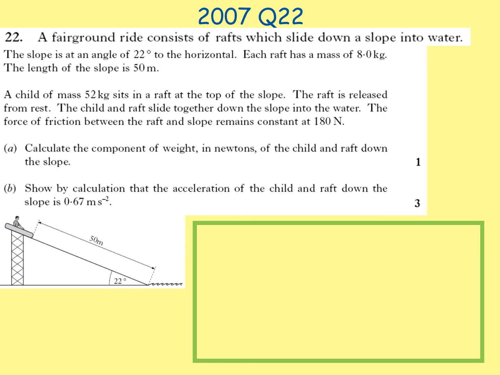Part B. Show by calculation that the acceleration of the child and raft down the slope is 0.67 meters per second squared. If we want to calculate acceleration, we want to go back to our unbalanced force equals mass times acceleration equation, but we need to know our unbalanced force. Looking at our question, we can see that we've got a frictional force there. So our unbalanced force is going to equal our weight down the slope minus the friction.